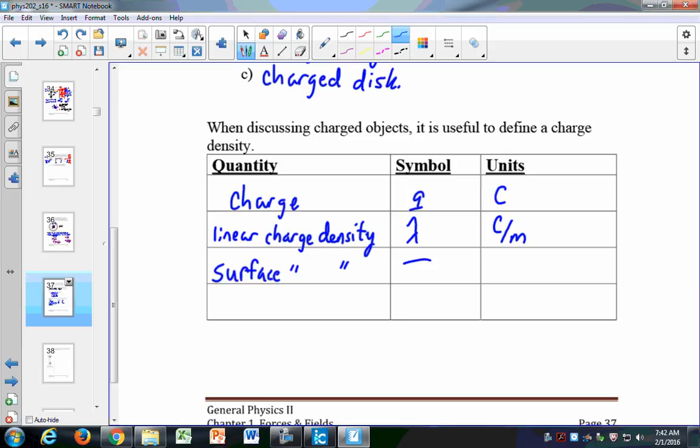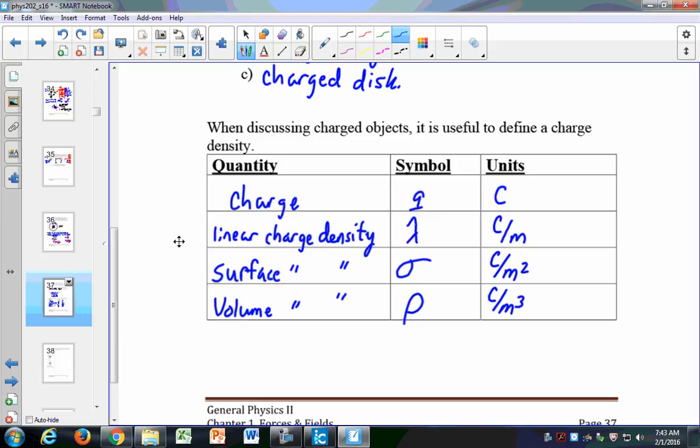We'll call this alpha, and this is coulombs per square meter. And then finally, volume charge density. It's going to be kind of like mass density, rho, and this is going to be coulombs per cubic meter. So lambda, alpha, or no, not alpha, sigma. Lambda, sigma, and rho.